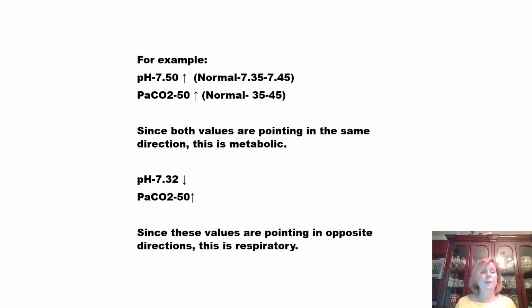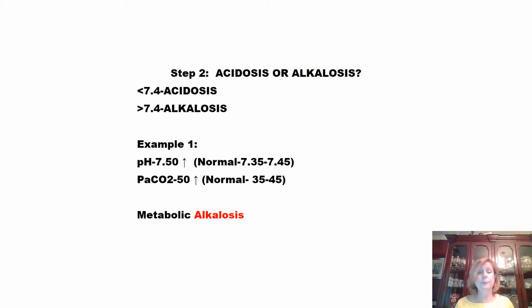For example, if you have a pH of 7.5 and a PaCO2 of 50, those are both elevated. They're pointing in the same direction, so this is a metabolic condition. Looking at example number 2, the pH is 7.32 and the PaCO2 is 50, so those arrows are pointing in opposite directions, so this is a respiratory condition.